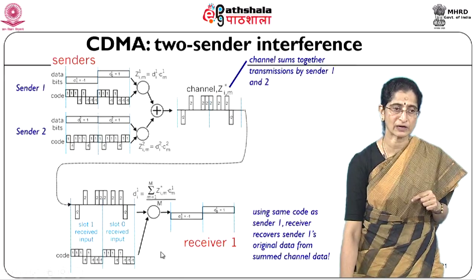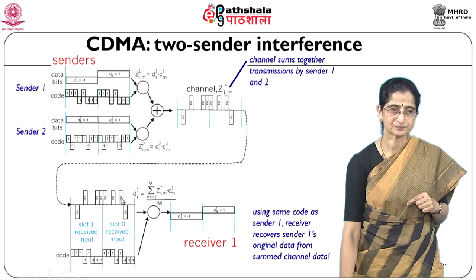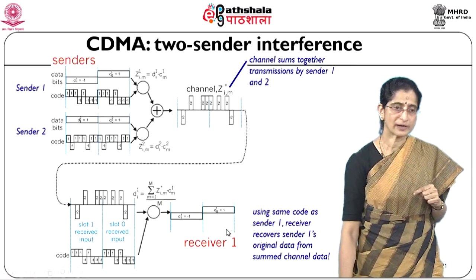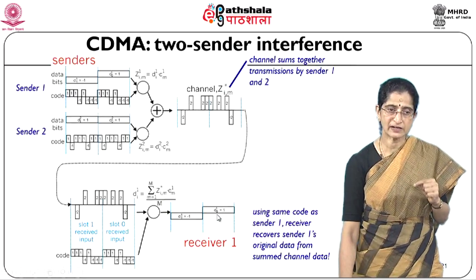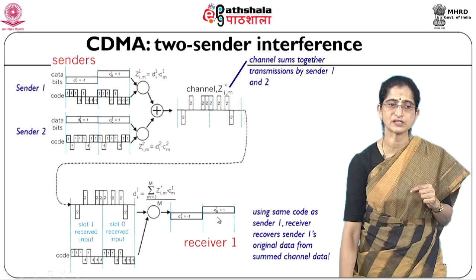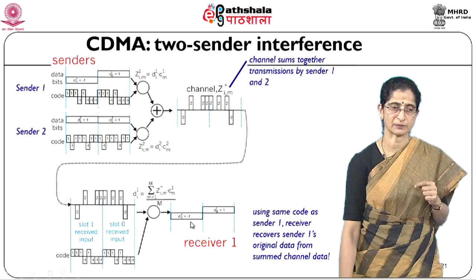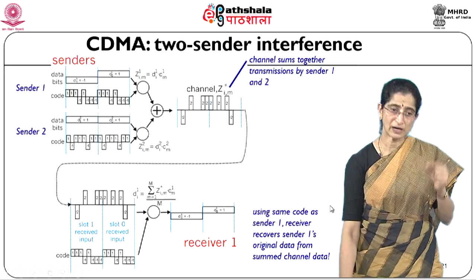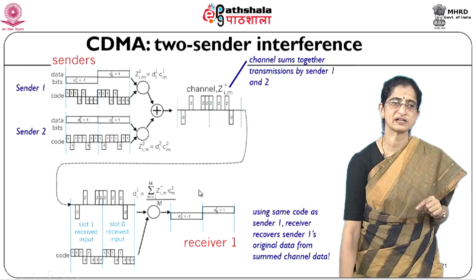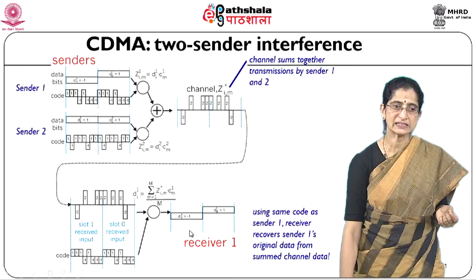So look at what will happen in that case. When he does that, he will get, in slot 1, a value of d0 equal to 1, and in the other slot, he gets the d value as minus 1. Okay, so this is how he will be able to identify what was the data that was originally sent by sender 1 in these slots.